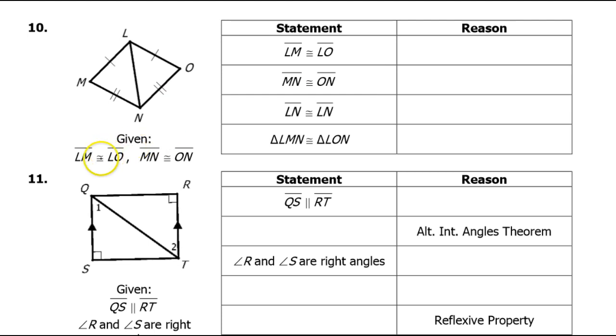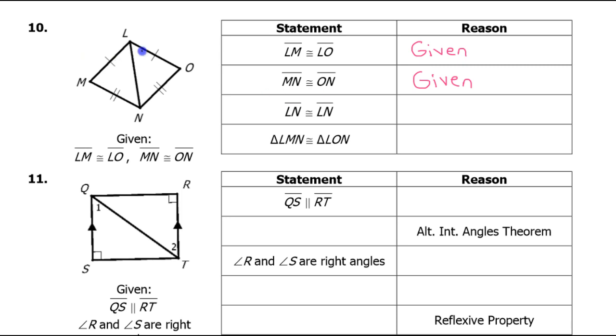So we are given that segment LM is congruent to LO. Those are already marked. And I see that here in the proof, so I can just go ahead and say given for the reason. And we are given that MN is congruent to ON. So MN, ON, those are already marked. Here it is in the proof, so given. All right, that does it for the given.